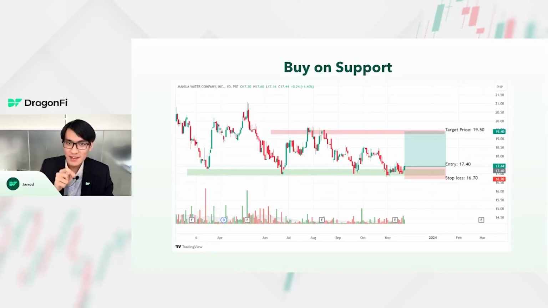Next question is, what's my risk to reward ratio? So just by looking at the chart, pasok ba sa 1:2 yung risk to reward ratio? Chat kayo, guys. Yes or no? Pasok ba sa 1:2? Just based on looking at it. Yes or no? Chat kayo. Yes. Okay. So the answer is yes.